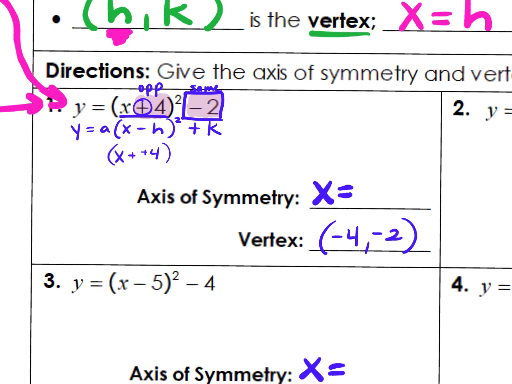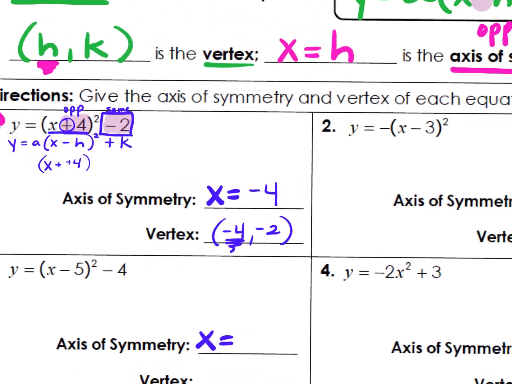Okay? So opposite when it's inside the parentheses attached to the x. The same when it's outside the parentheses, not attached to anything. So the axis of symmetry then is what? X equals negative 4. It's whatever your h value, whatever your x of your vertex is. Look at the second one.